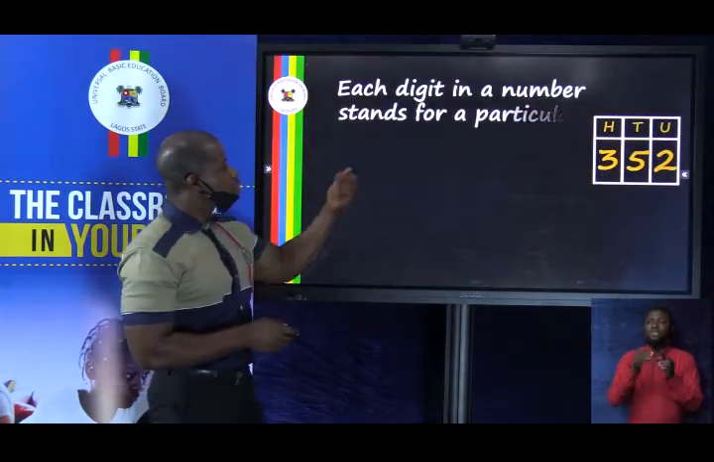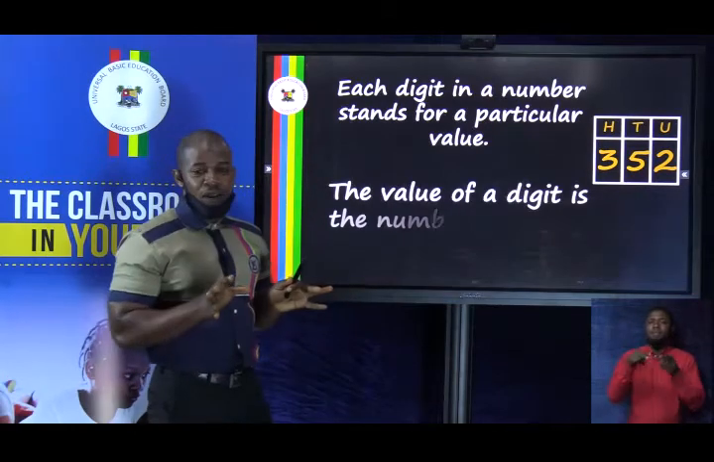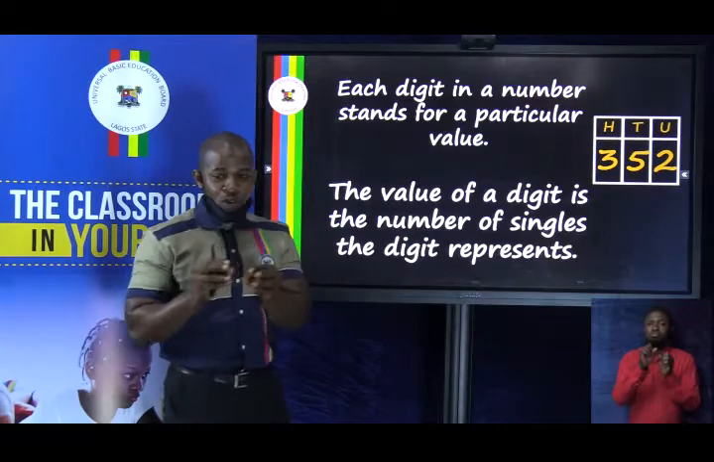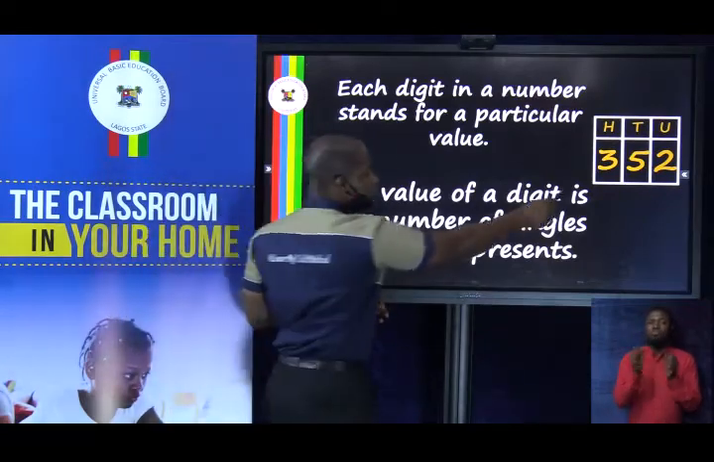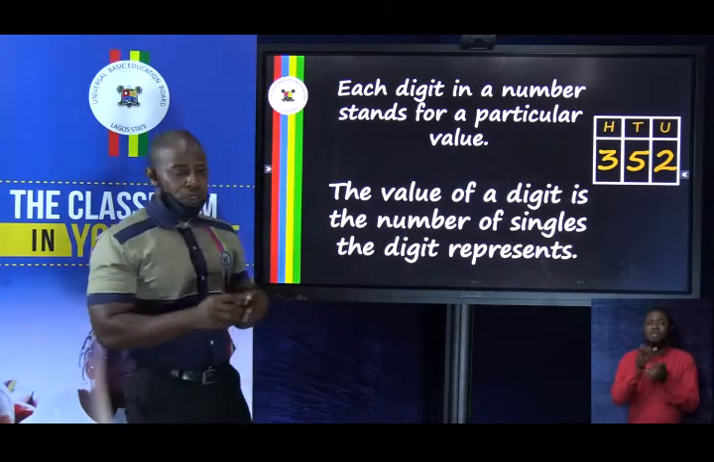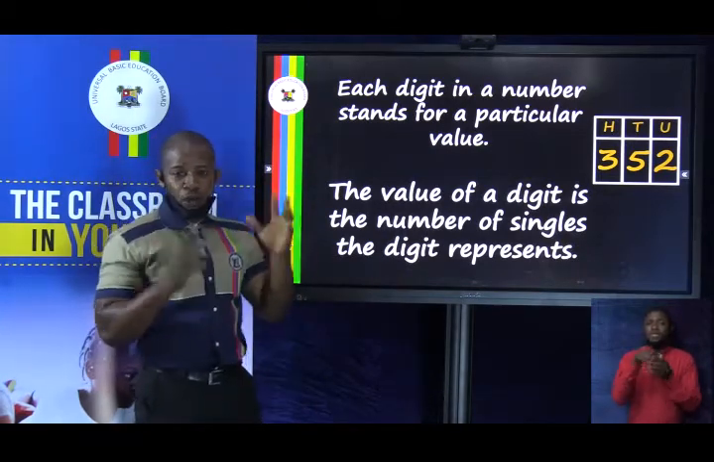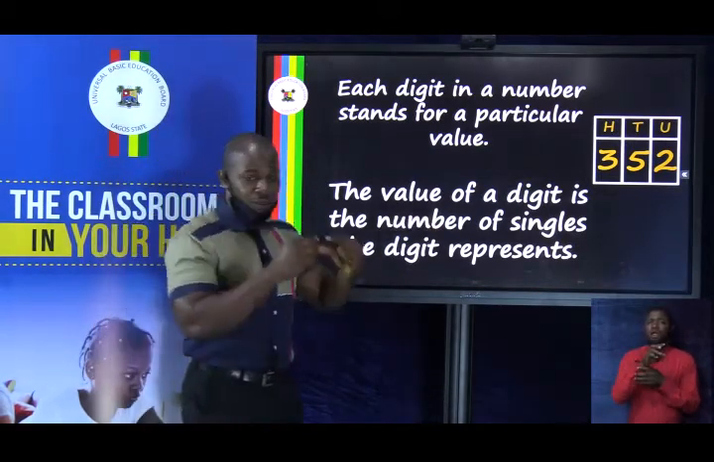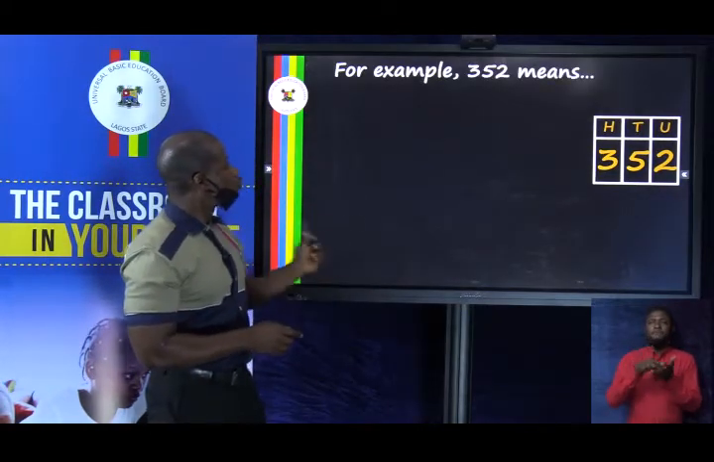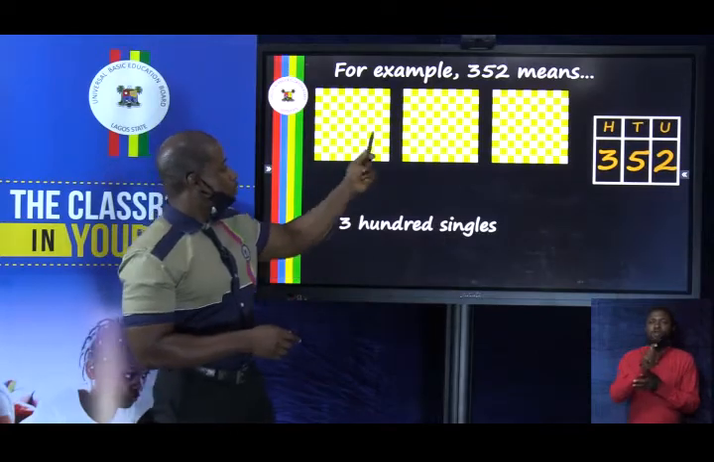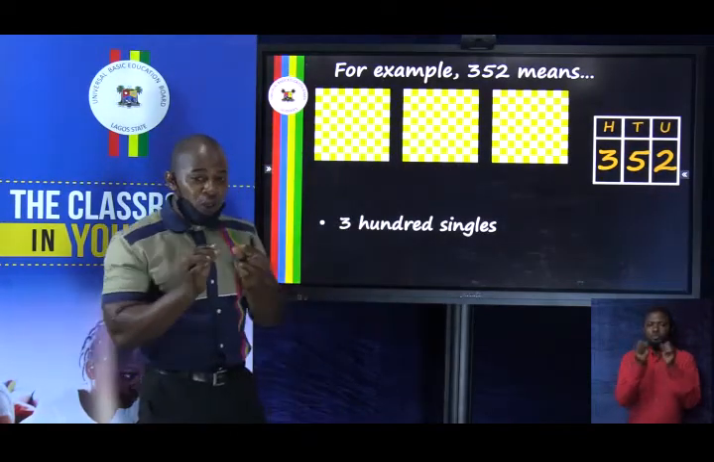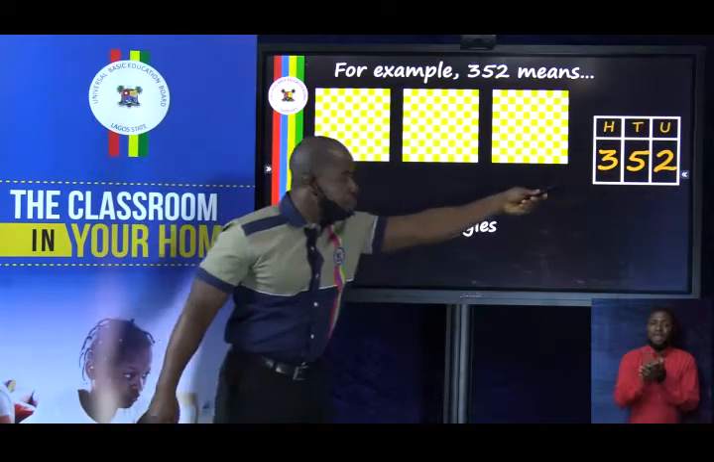So each digit in the number stands for a particular value. When you have 3, 5, 2 like this, it does not mean 3 squares, 5 squares, and 2 squares. No, this 3 means 3 big boxes, and that is 300 because inside one box you have 100 squares. And that 5 means 5 long strips. 352 means 300 singles, so you can see 100 here, 100 here, 100 here. Altogether, there are 300 small squares. That's what this 3 means.